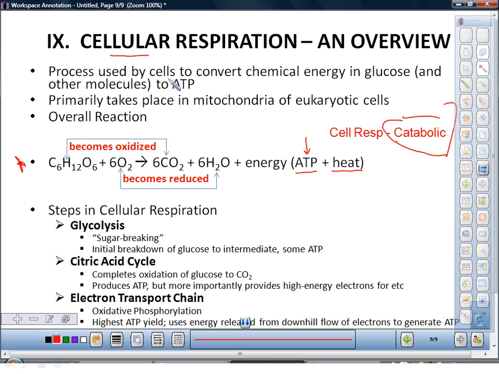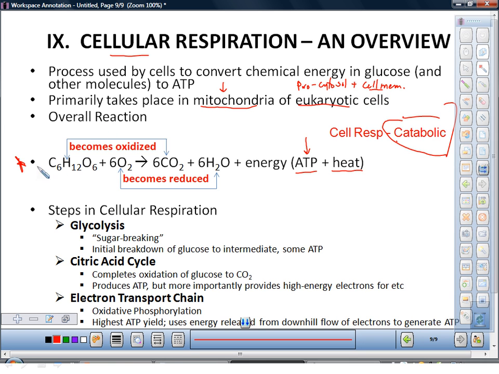This is a process that's used by cells. This is all organisms. It can be used by prokaryotic organisms as well, even though they don't have membrane-bound organelles such as the mitochondria. In a eukaryotic organism, most of this process will take place in the mitochondria. Of course, some will be in the cytosol. In prokaryotic organisms, it will take place in the cytosol, plus their cell membrane, because their cell membrane serves as the pseudo-membrane of the mitochondria, the cristae. They can use that cell membrane for that.